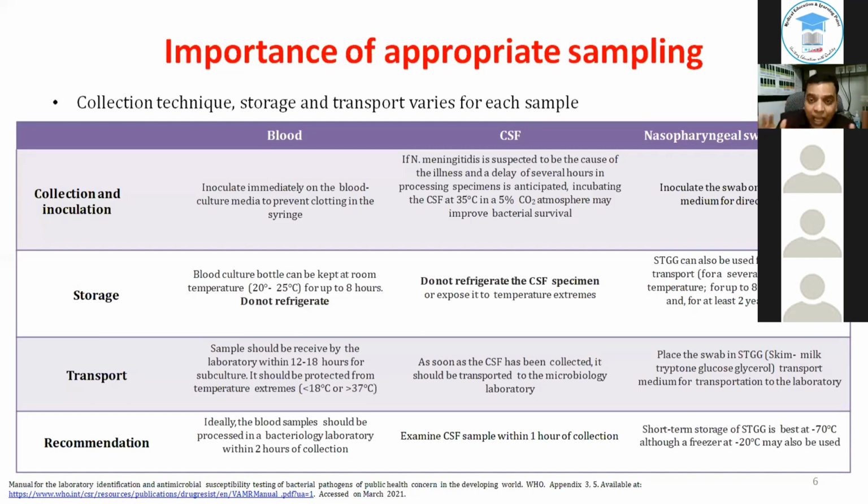Thirdly, for the CSF sample, the inoculated plate should be kept in a carbon dioxide atmosphere. A 5 to 10% carbon dioxide atmosphere should be given to the inoculated culture plates to get more yield of the true pathogens. So that was about how to do the sampling, storage, and transport required for precious samples like blood and CSF.